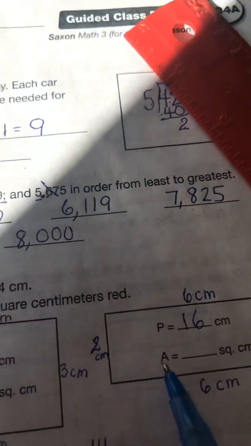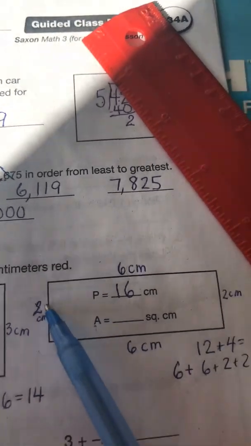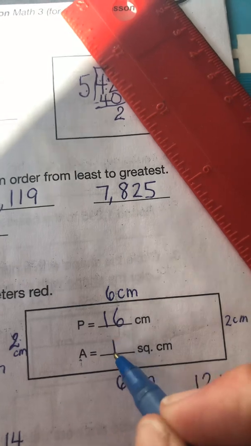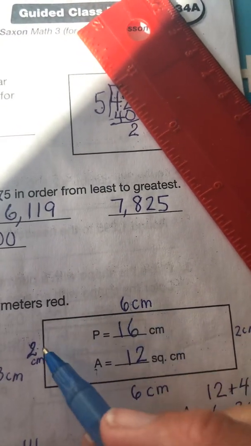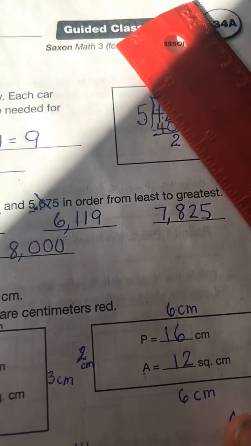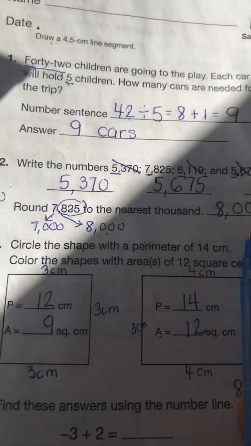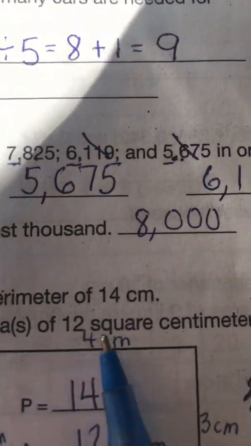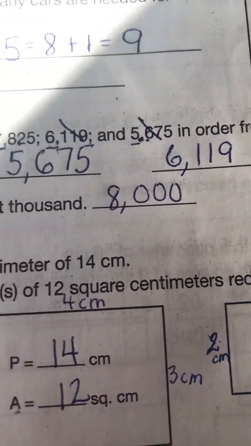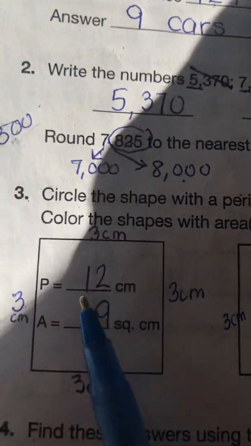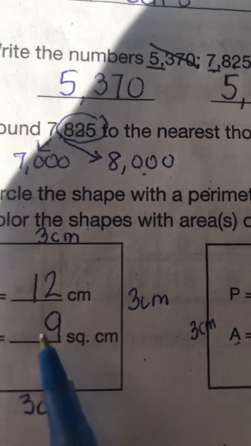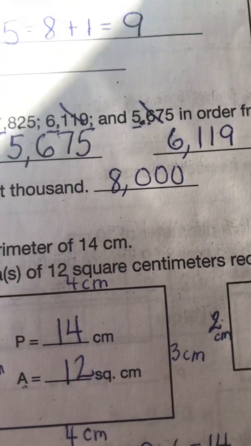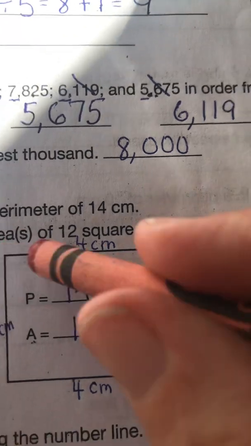All right, to get area, we have to multiply. We're going to multiply the length times the width. So 2 times 6. 2 times 6 is 12. Okay, we get the area by multiplying length times width. All right, so then it asks us to go back and color the shapes with areas of 12 square centimeters red. Okay, areas of 12. Does this have an area, an A of 12? No. Does this have an area of 12? Yes, it does. So we're going to color that one in red.